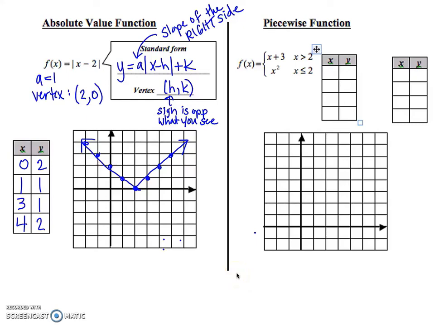This is Precalculus section 2.2 part 2 notes. Our last graph that we're going to make today is going to be a piecewise function. There are different ways that you can graph a piecewise function.